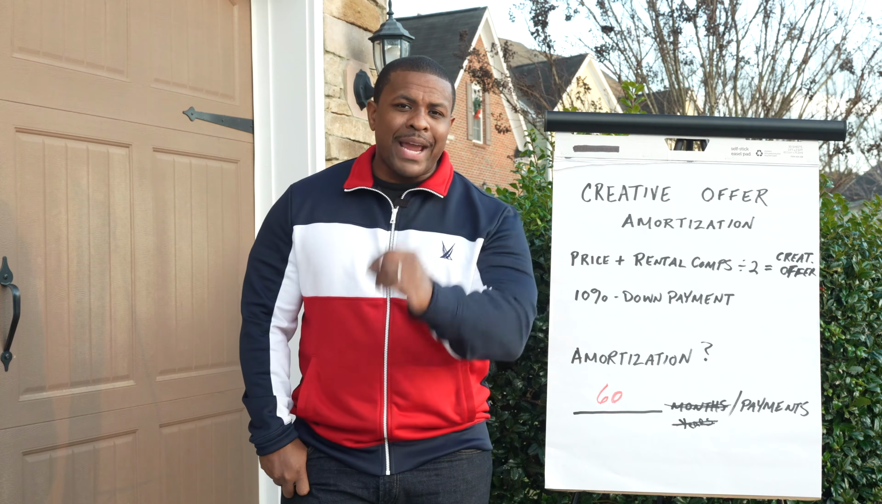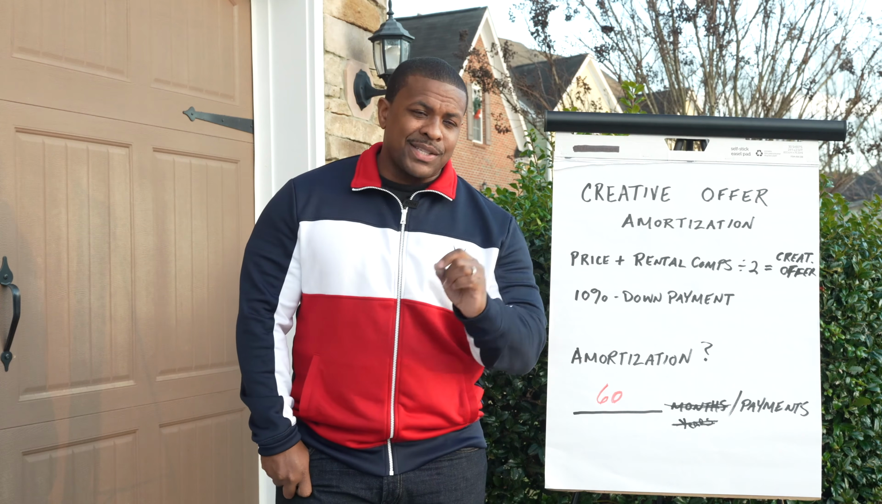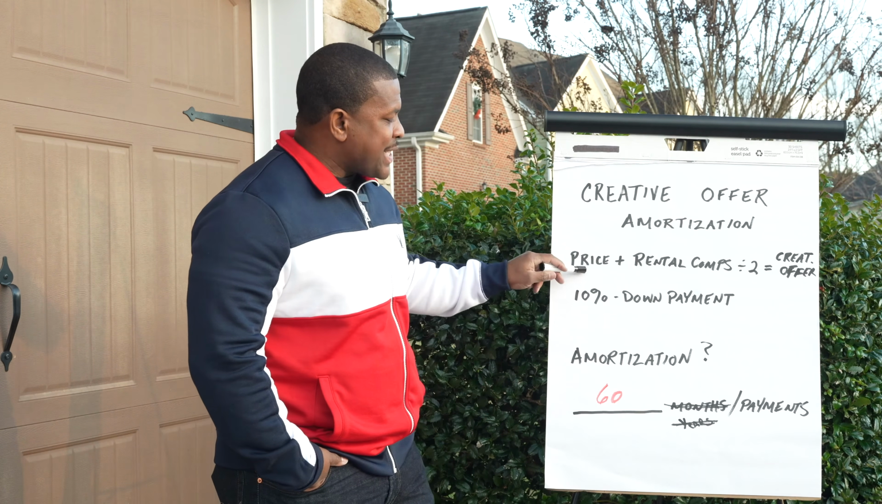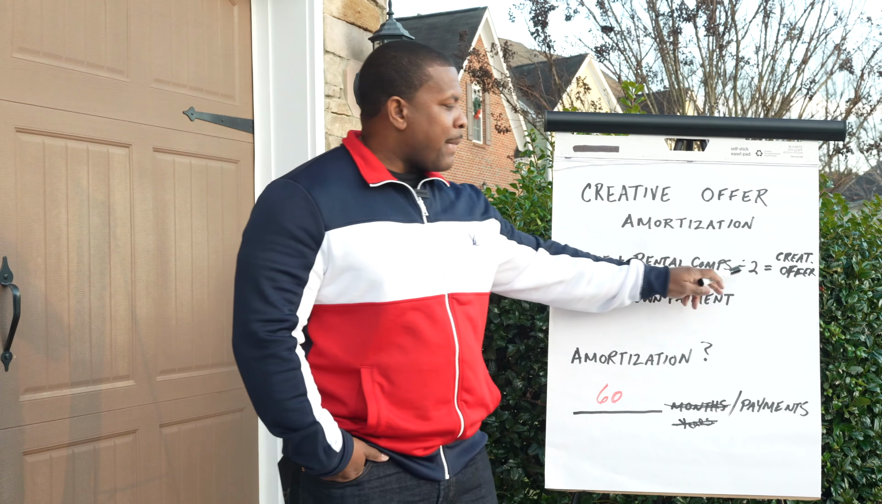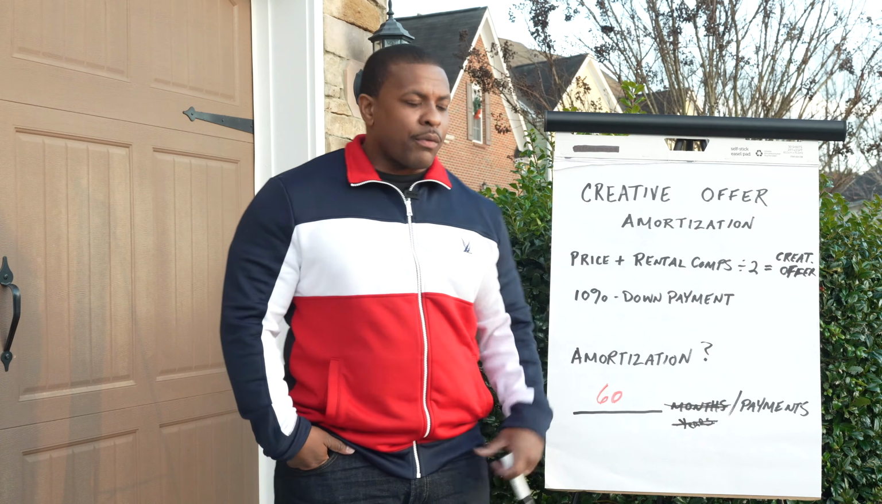But the way this creative offer formula works is this. It's really simple. It's basically the price of the property plus the rental comps in the area, divided by 2, and that equals your creative offer. And of course, you're going to have a down payment with that as well.